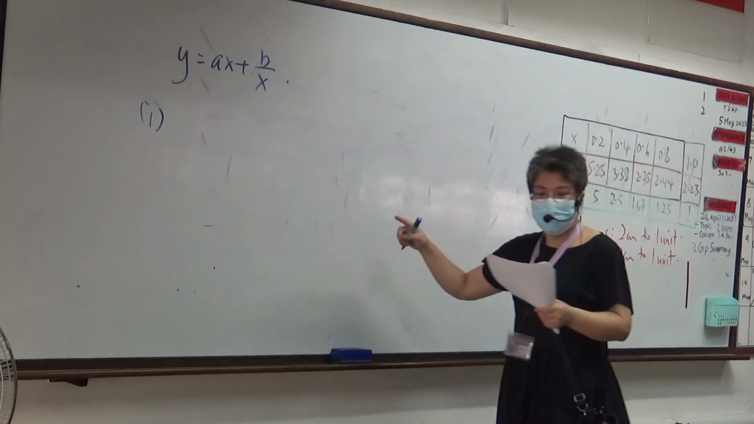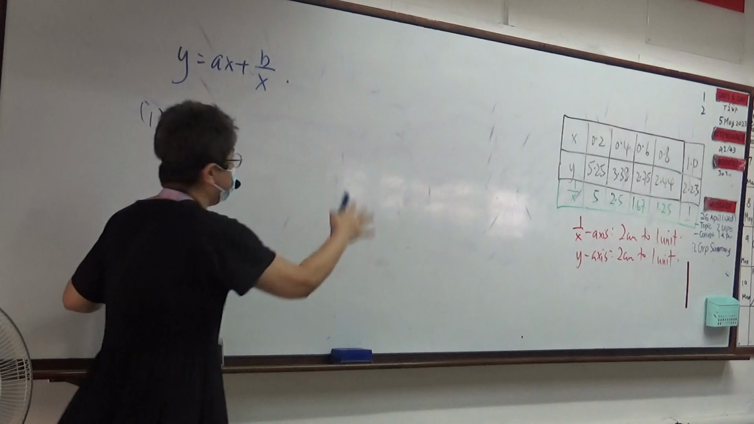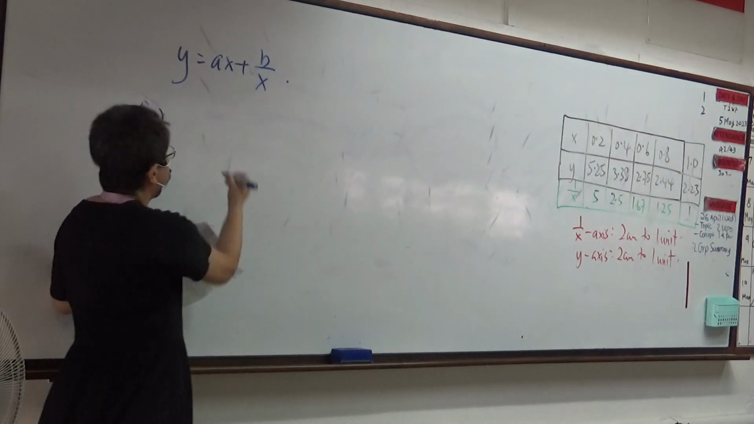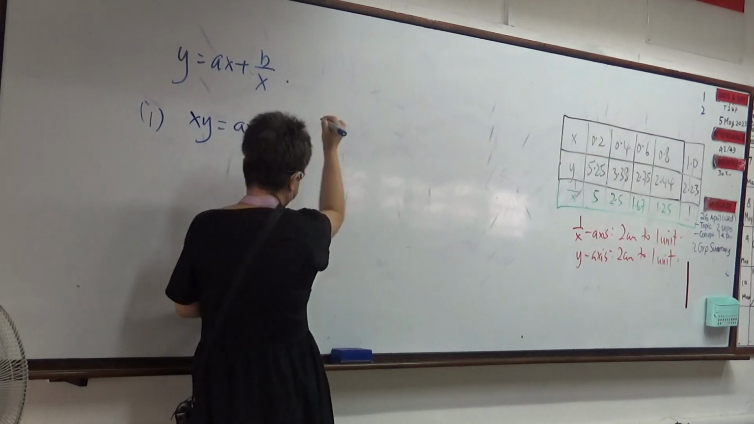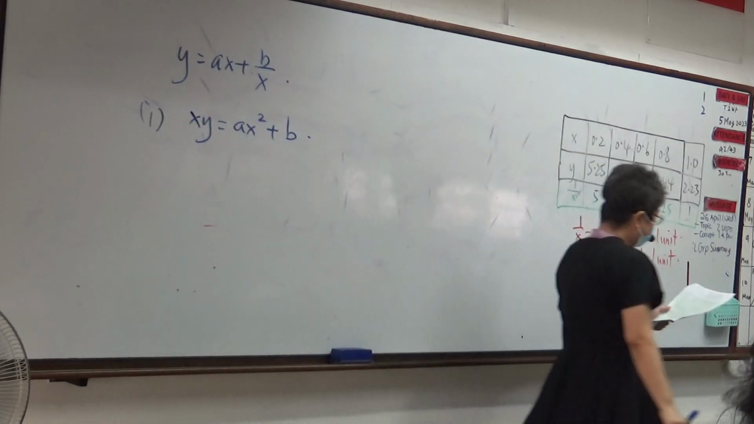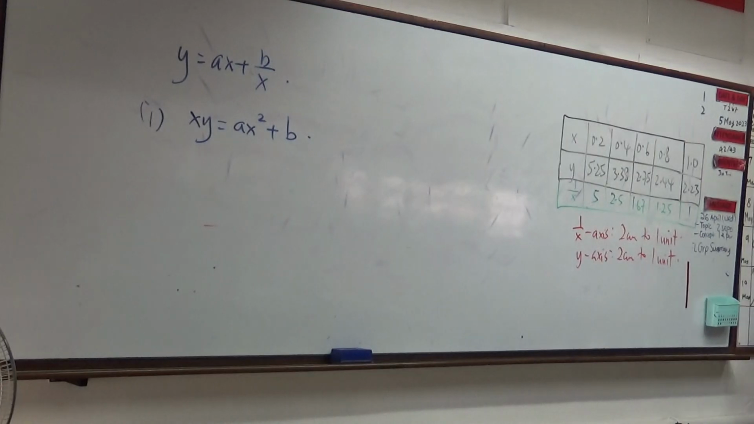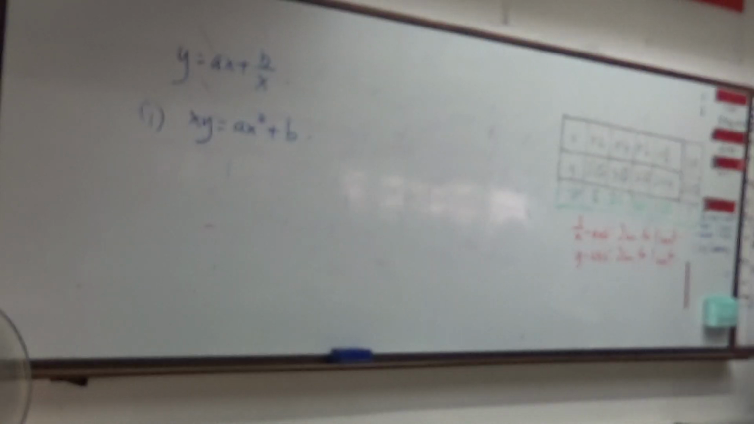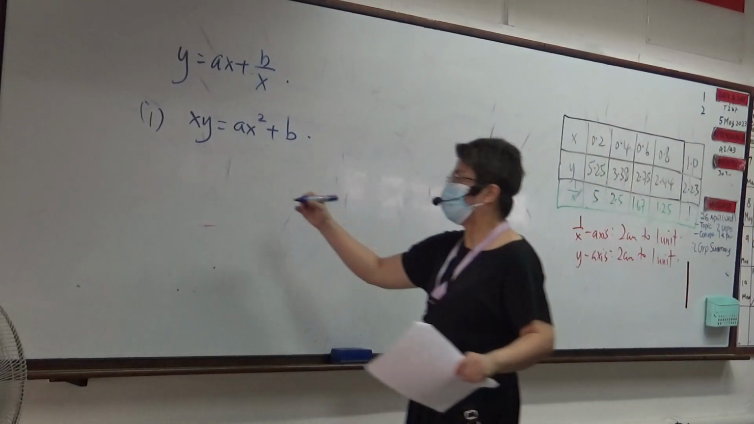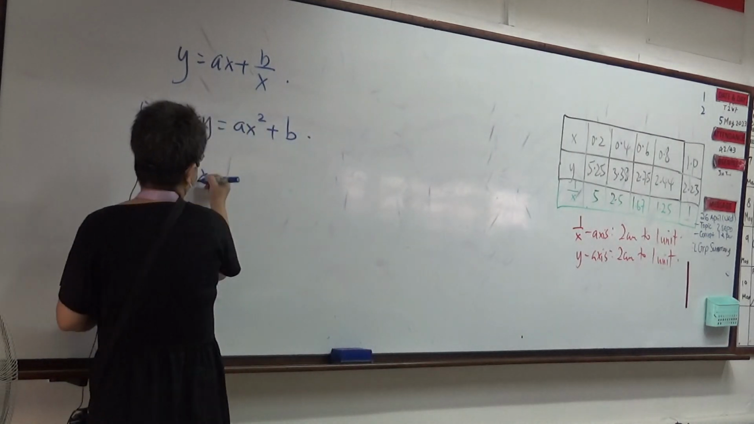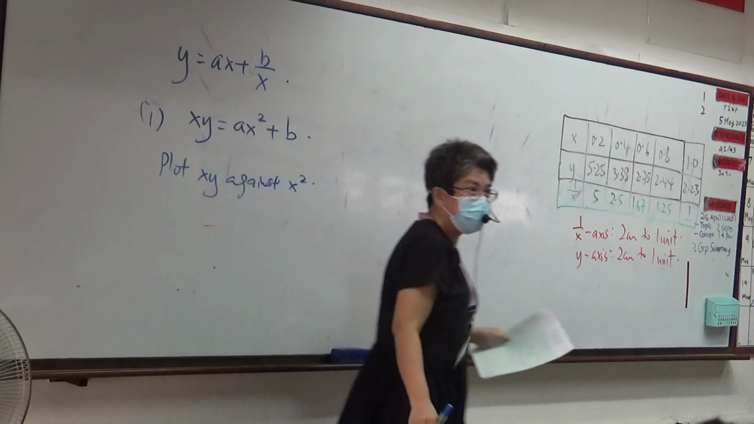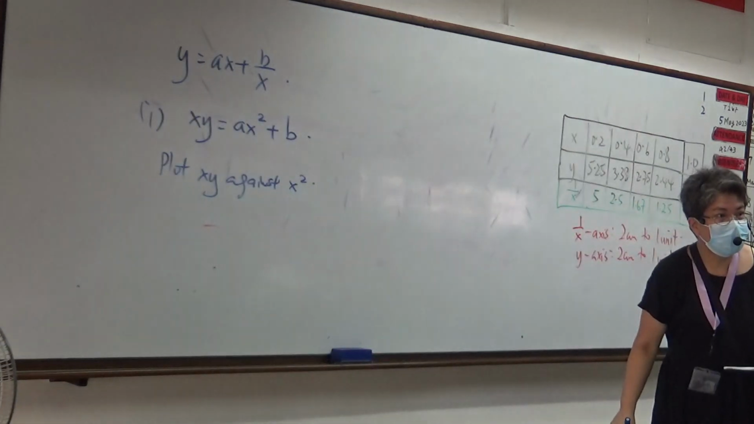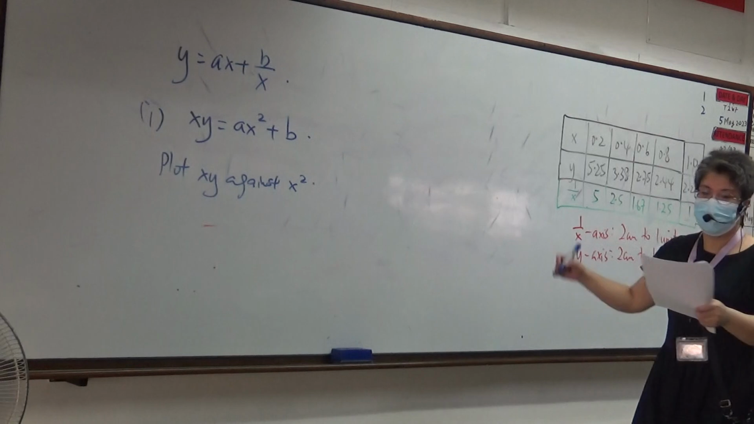Okay, now, in order to get rid of x, I must times x throughout, right? So, xy equals to ax squared plus b, right? Alright. So, can you tell me plot what? Plot xy against what? X squared. Everybody clear? Okay.